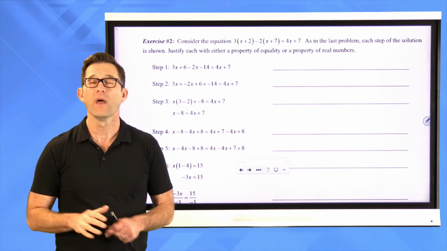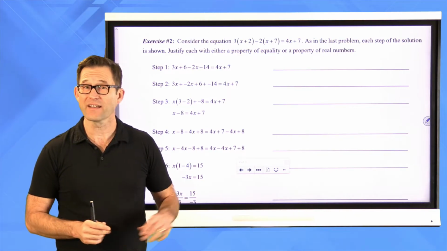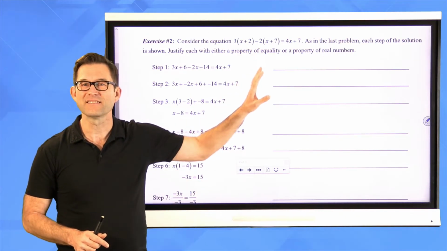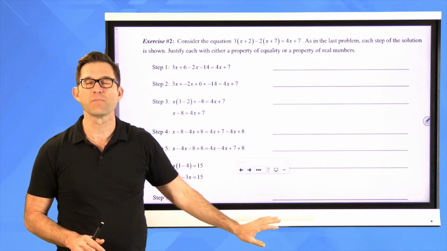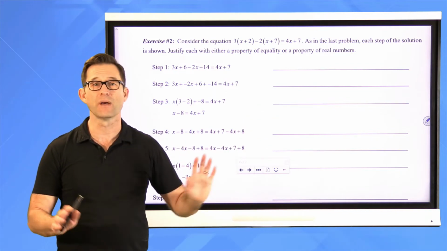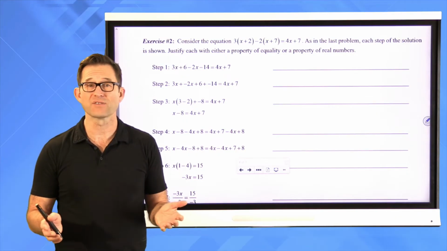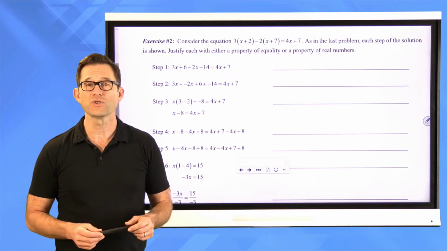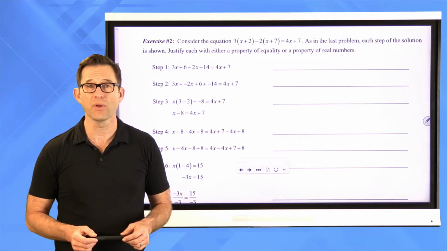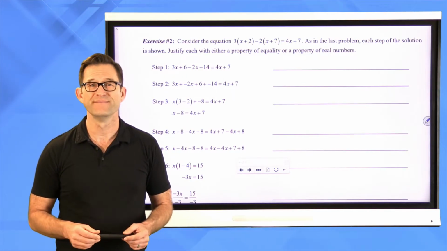What I'd like you to do now is look at this and see what you can fill in on these blanks. Take a few minutes. If there's some that you can do and some you can't do, that's cool. If you can get through them all, that's great as well. Take a shot at which property justifies each manipulation, and then we'll talk about them.